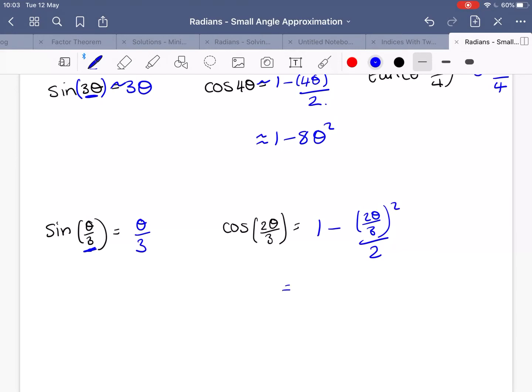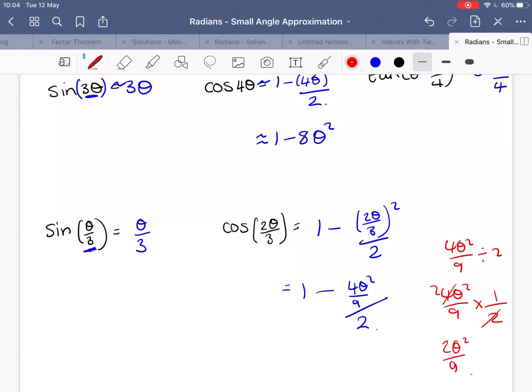So what's that? I've got 1 minus. Well, I'm going to square everything in that bracket. So I've got 4 theta squared over 9 divided by 2. So let's do a little bit on the side. 4 theta squared over 9 divided by 2 is the same as 4 theta squared over 9 times a half. And cancel those, it's going to be 2 theta squared over 9. Okay, or the other simpler way of thinking about it is what's a half of 4 theta squared over 9? It's going to be 2 theta squared over 9. So you've got 1 minus 2 theta squared over 9.